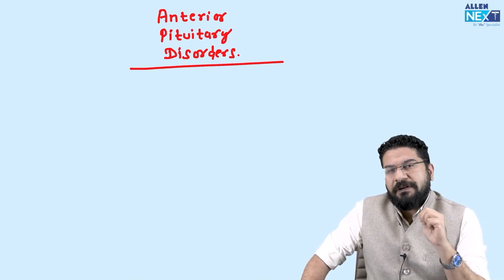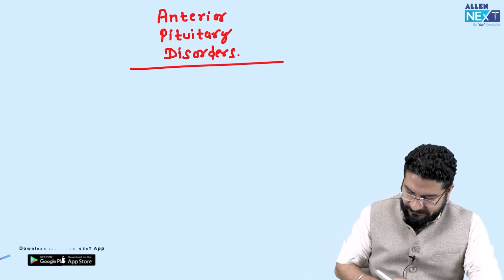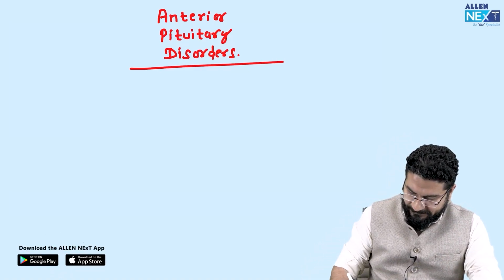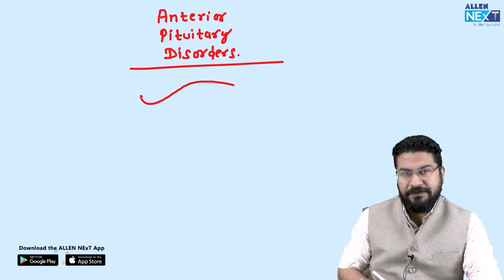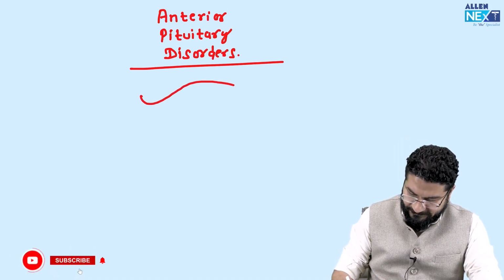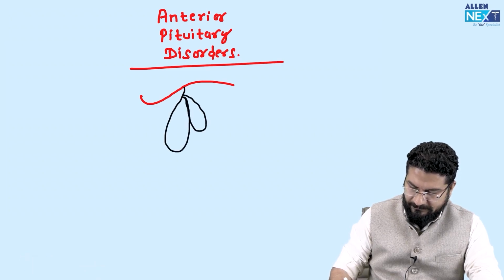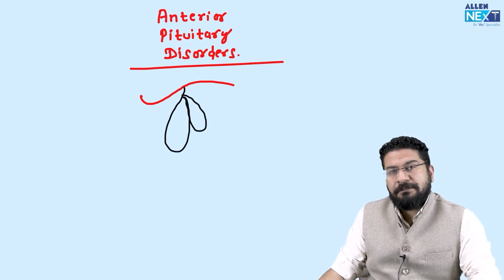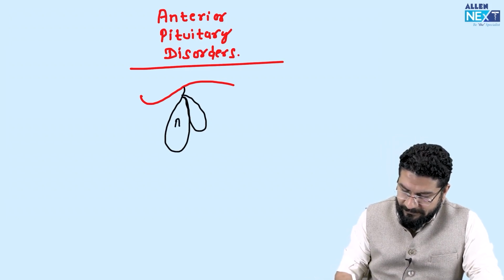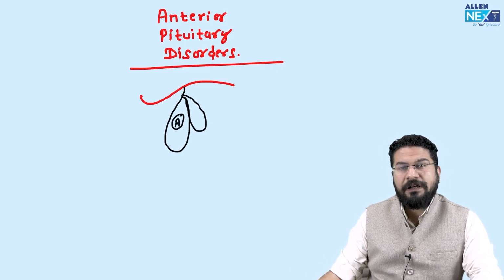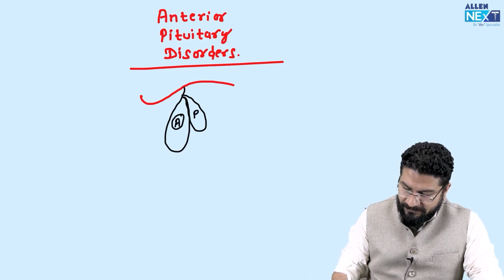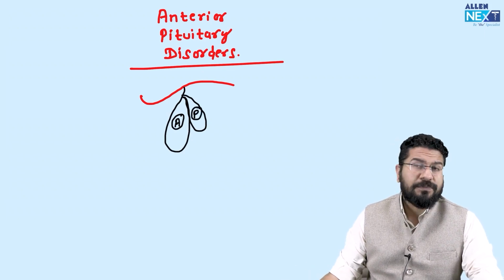In this video we'll talk about anterior pituitary disorders. So, just making a simple drawing in front of you. This is a region called sella turcica, and in the sella turcica, this one gland is hanging like this. This gland is called pituitary. We also call this master gland. So this part of pituitary is called adenohypophysis or anterior pituitary, and this part is called neurohypophysis or postpituitary.